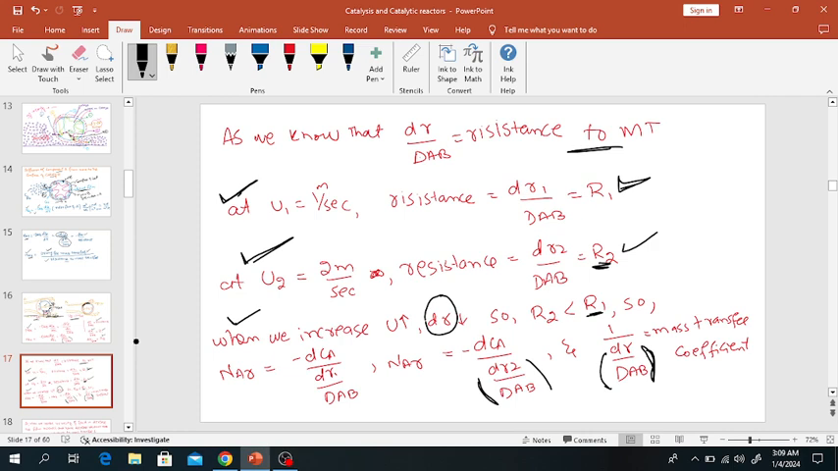So now this is resistance to mass transfer, and the reciprocal of resistance is nothing but the mass transfer coefficient. So the reciprocal of the resistance to the mass transfer, the reciprocal of the mass transfer resistance, is nothing but the mass transfer coefficient. So this is the mass transfer coefficient.